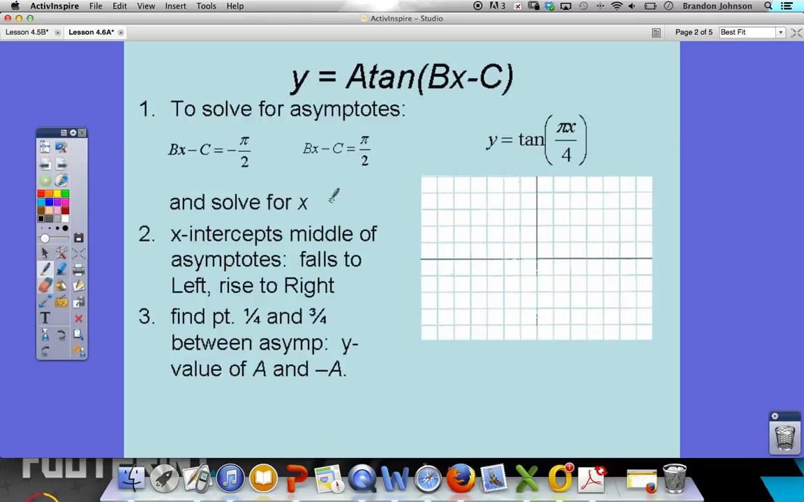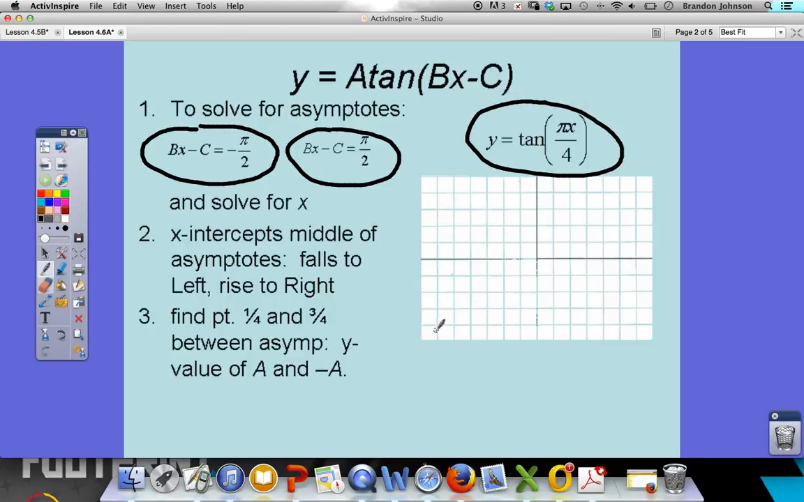Now, to solve for our asymptotes, we need to make sure we first figure out what is being asked. In this specific one, to find our asymptotes, we always know that bx minus c equals pi over 2 and negative pi over 2. And what we're trying to do is solve for x. So in this example, let's say tangent of pi x over 4, we first note that b is equal to pi over 4. We then say pi over 4 x minus c, in this case minus 0 because there is no c on the outside. And we know that equals negative pi over 2, and obviously pi over 2, but we're going to get to that in just a second.